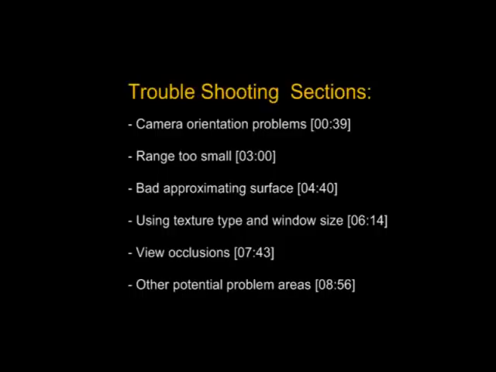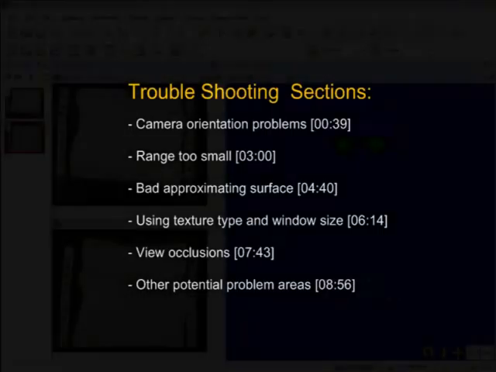The items covered are poor results due to weak camera station orientation, noise due to the range being too small, noise due to a bad approximate surface, improving results by changing texture type and window size, data missing due to view occlusions, and lastly, a review of other potential problem areas.